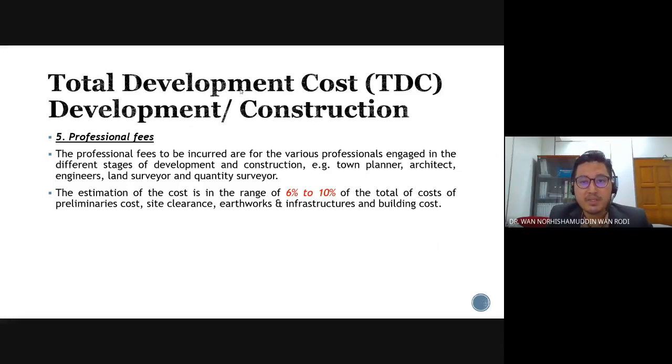For the academic purpose, we can assume that the cost is between 6% to 10% of the total cost of preliminaries, site clearance, earthwork, and building costs. Why? Because all these types of work involve these professionals, extensively using their services. So it is between 6% to 10% of the total cost specified within the slide.